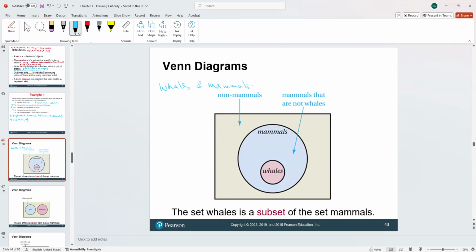In that Venn diagram, we're drawing a circle to represent the set of whales, inside a circle representing the set of mammals. Notice that the Venn diagram illustrates only the relationship between the sets. The size of the circle doesn't matter.